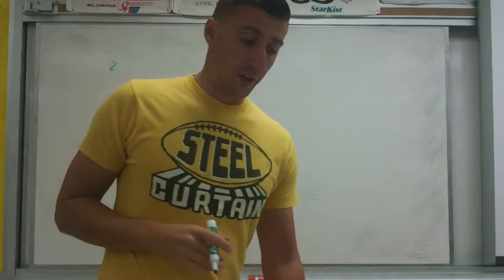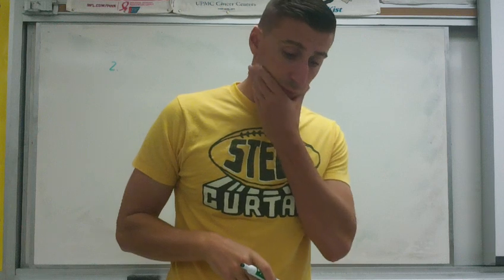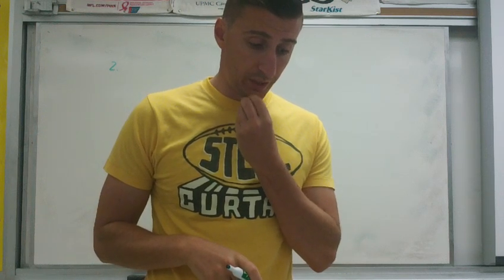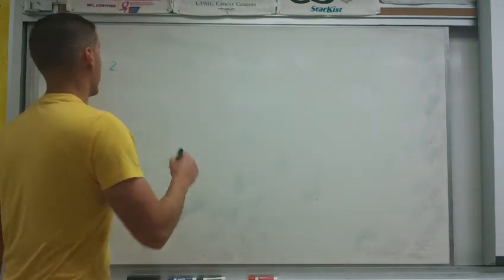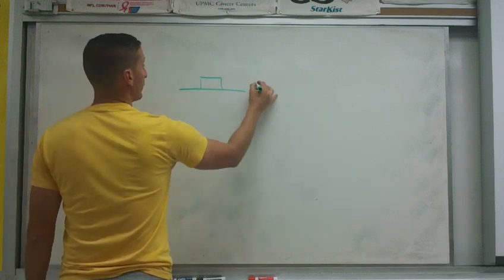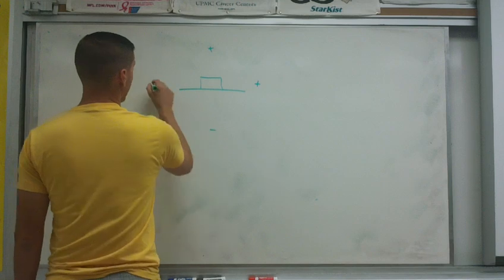Two, if the coefficient of kinetic friction between a 35 kilogram crate and the floor is 0.3, what horizontal force is required to move the crate at a steady speed across the floor? All right, so good, let's draw this out. I got a crate on the floor. First thing you want to do, positive, positive, negative, negative.